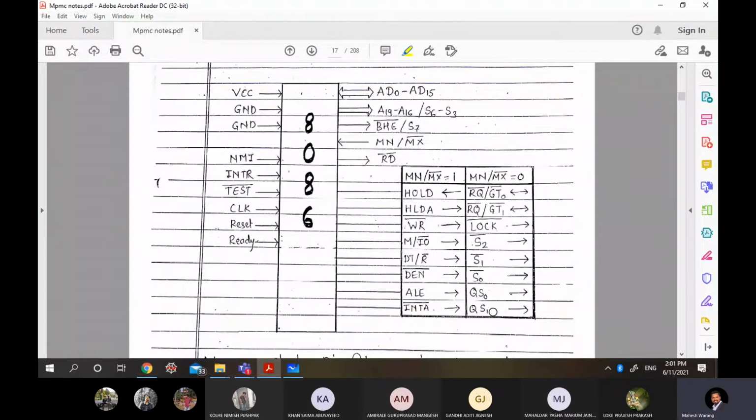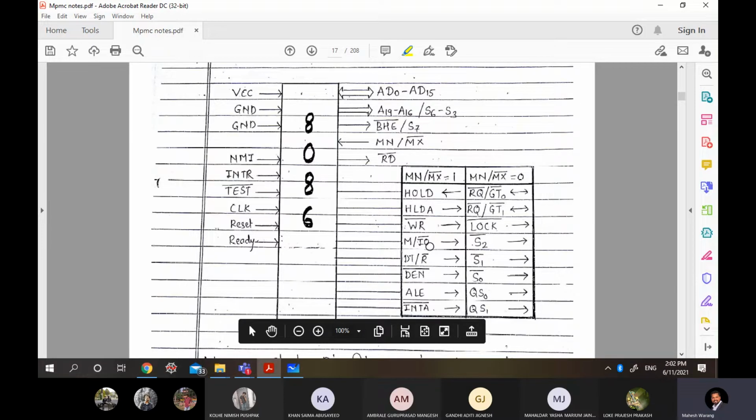Fine. Now the problem is that as these pins are getting replaced by these ones, we will not have HOLD and HLDA. Their work these will do. But we do not have WR bar. We do not have IO/M bar. We do not have DT/R bar. We do not have DEN bar, and we do not have ALE also. And these are the 5 signals which we require to give to the ICs.